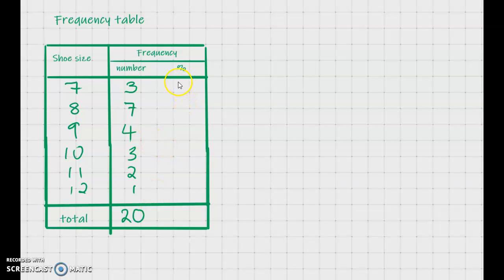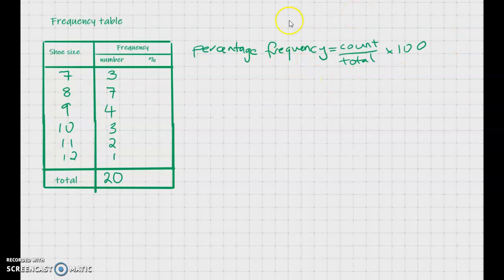Okay, now we go on to work out our percentages. We're going to use this formula here. Percentage frequency equals the count, which is this number here, 3, divided by the total, which is 20, times 100. So 3 divided by 20 times 100, and it should give you 15%. I'm going to write that over here. Now I don't need to write percentage again. I've already got percentage at the top. So I'm just going to write 15.